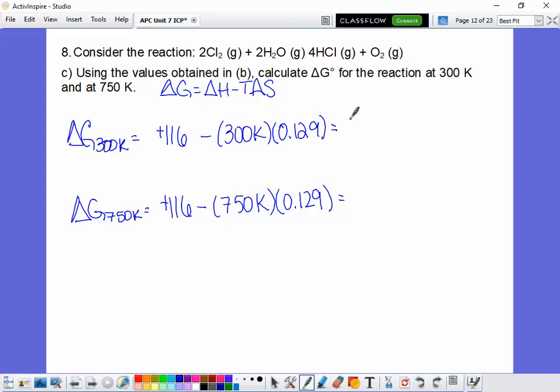You guys did so well with the delta. There we go. Positive 77.3 kilojoules per mole. And what about at 750? Cool.